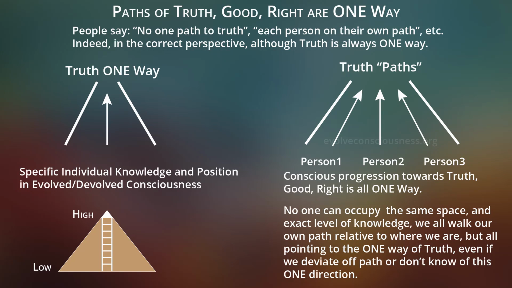It's one way. So there's a specific individual knowledge and position in evolved or devolved consciousness. For that one person going the one way, either they're aware of it and they're actively working towards it, or they're not aware of it and they're just winding and waning, going off of roads. They're going 180 degrees towards the falsity, the evil, and the wrong. That could be, but there's always this one way, the one right direction. It doesn't matter if they're going the wrong direction. That's their choice.